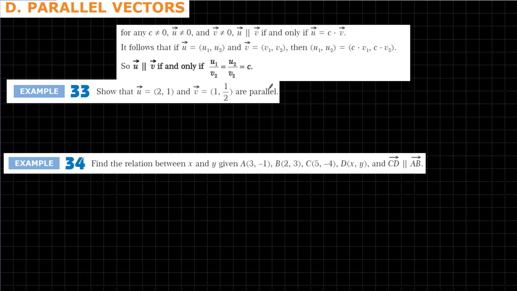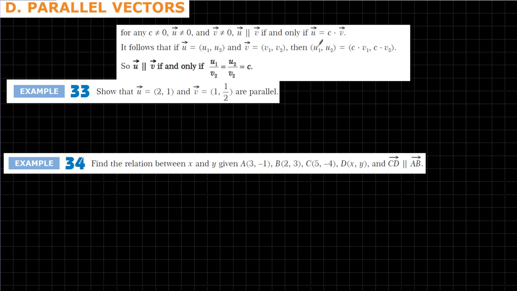Hi dear students, in this video I am going to explain parallel vectors and linear combination of vectors. Here we are trying to understand in which condition two vectors are parallel. If you multiply one vector by a scalar, you will get a vector parallel to it, which means that if u and v are parallel to each other, u should be equal to c times v, scalar times the v vector.